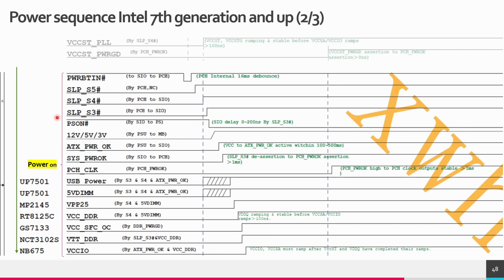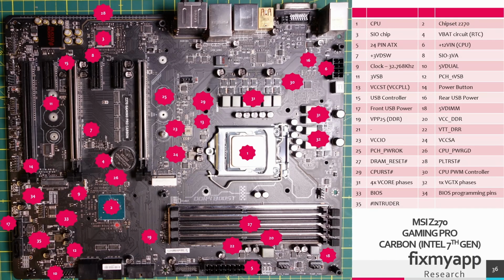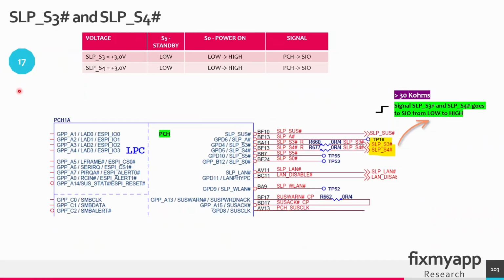These two signals are active low, and they are sent from the PCH back to the Super I/O chip. So in the power on state, these two signals, S3 and S4, have to be high. The sleep state signals 3 and 4 can be found near the PCH chip. In power on sequence number 17, the PCH has to create two signals and send them to the Super I/O chip, that is sleep state S3 and sleep state S4. This signal will go from low to high. The output resistance of these two signals is higher than 30 kilo ohms.